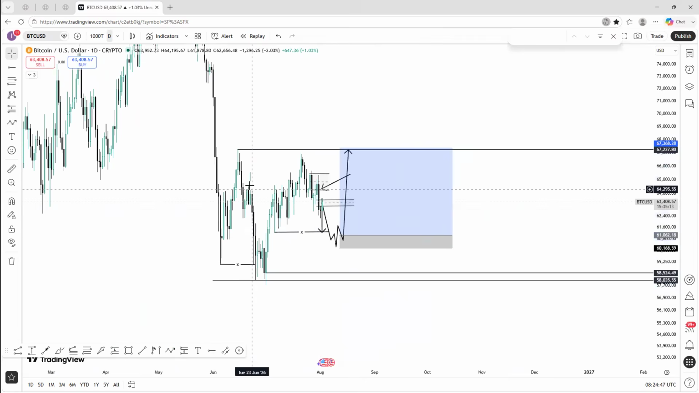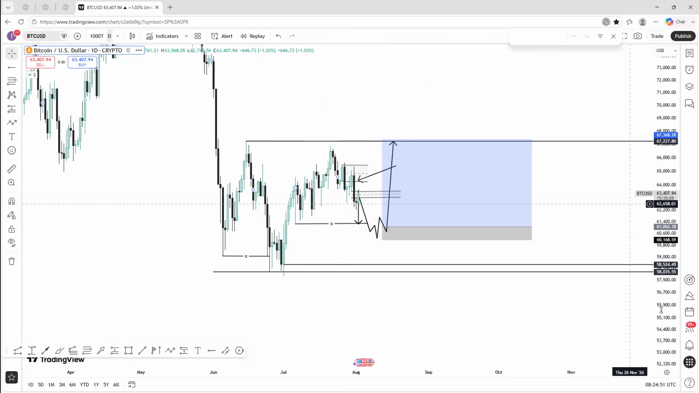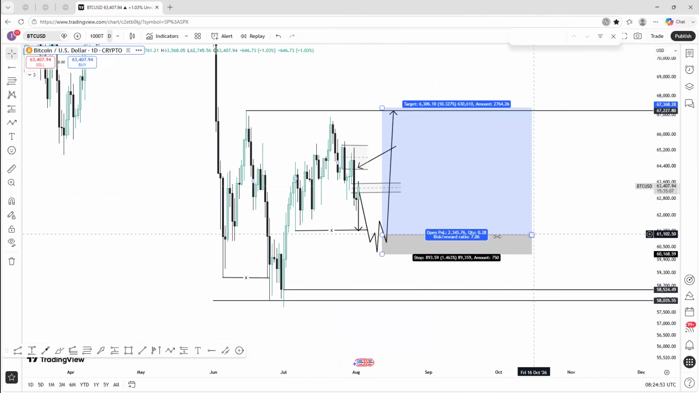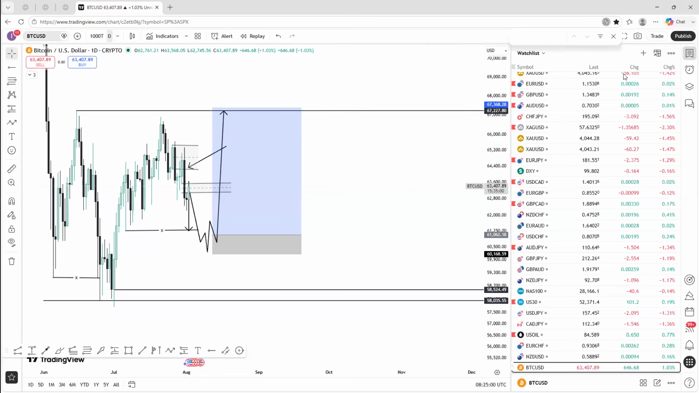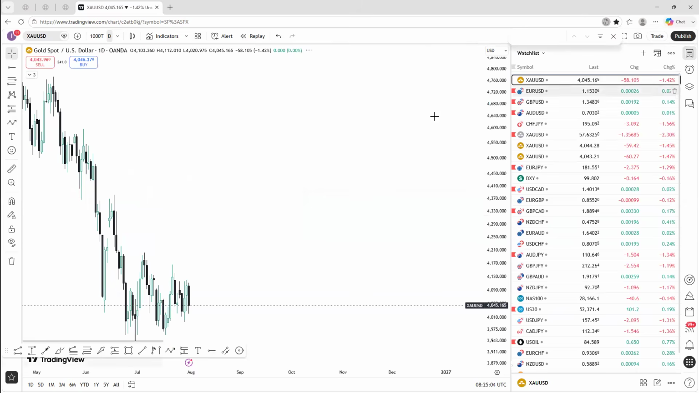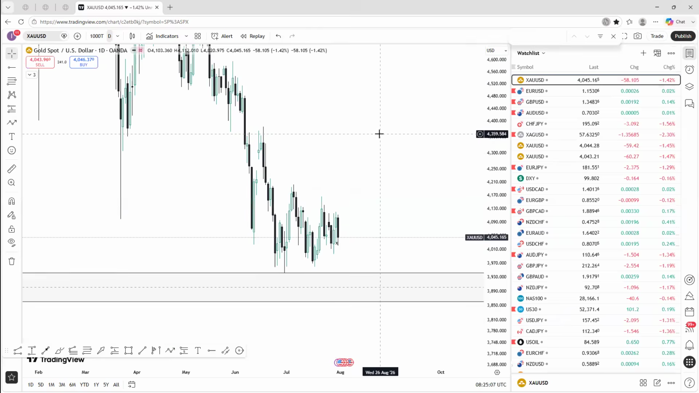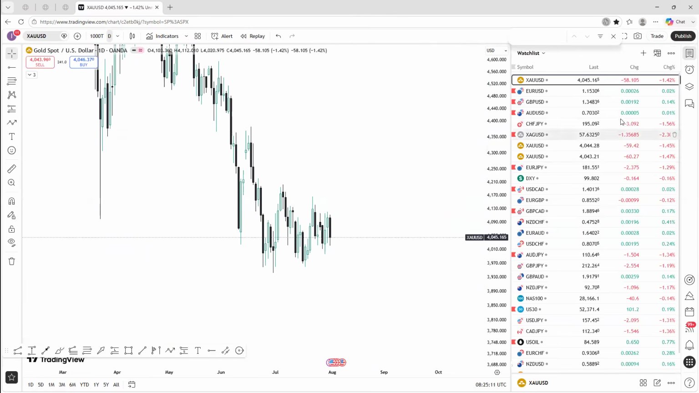So I think that will be a nice move on BTC/USD for next week. It will be very good movement of BTC/USD next week. So let us finalize with the gold.